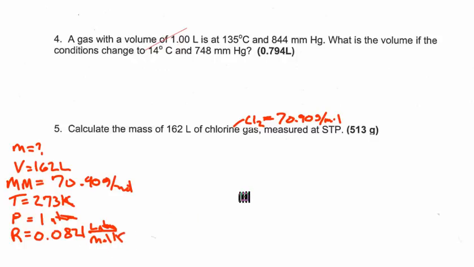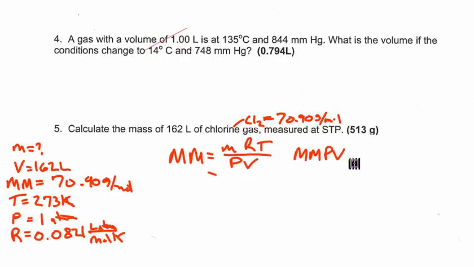So we're going to use a formula that's going to involve all these. And the formula we'll use in our reference book is molar mass is equal to our mass times R times T over PV. And if we rearrange this to get mass all by itself, we're going to end up with molar mass times PV all over RT, and set that equal to our mass.